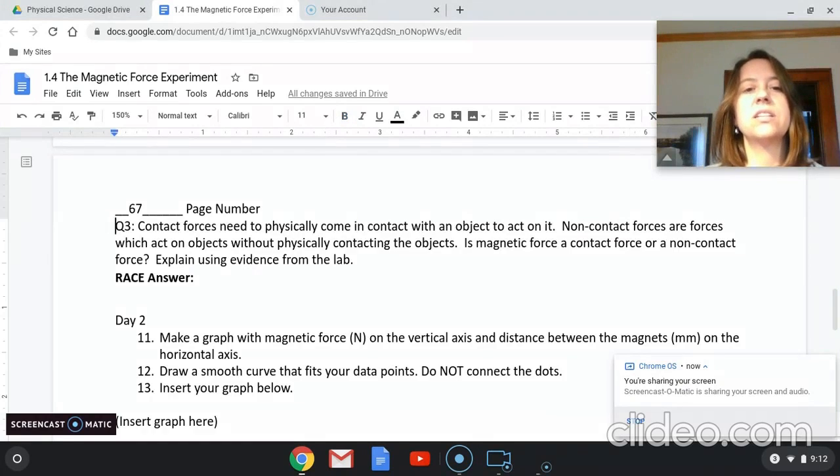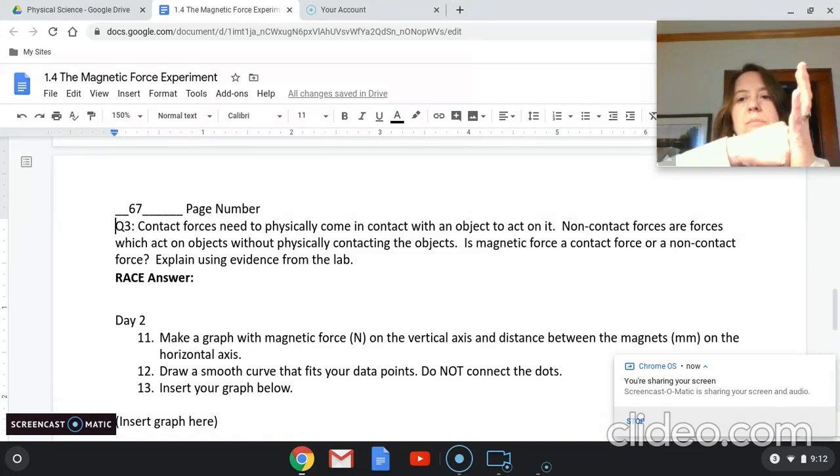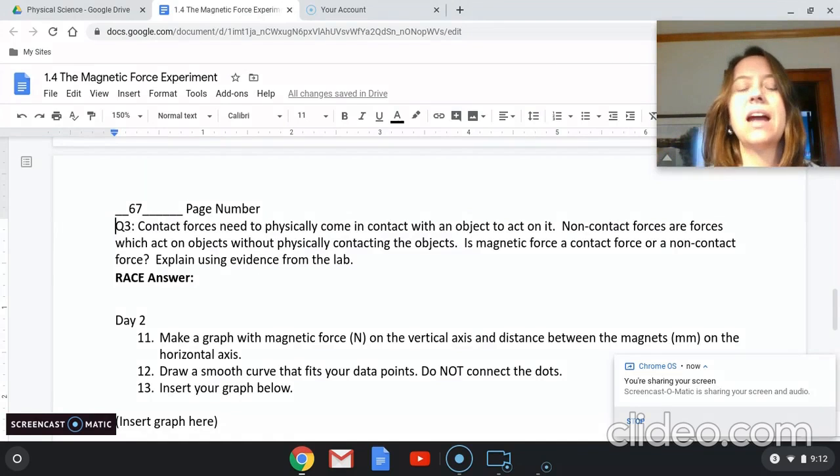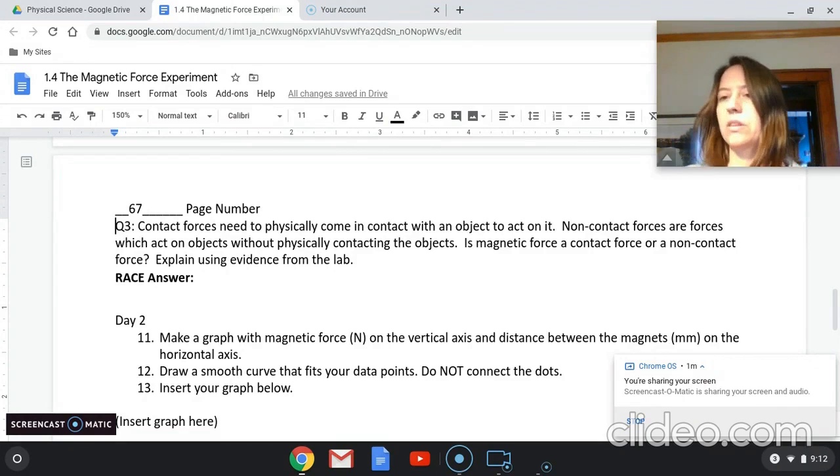Contact forces need to physically come in contact with an object to act on them. Non-contact forces are forces which act on objects without physically contacting the objects, like gravity. If I jump up, gravity still pulls me down with a force even though I'm not touching the ground. So, is magnetic force a contact force or a non-contact force? And explain using evidence from the lab.